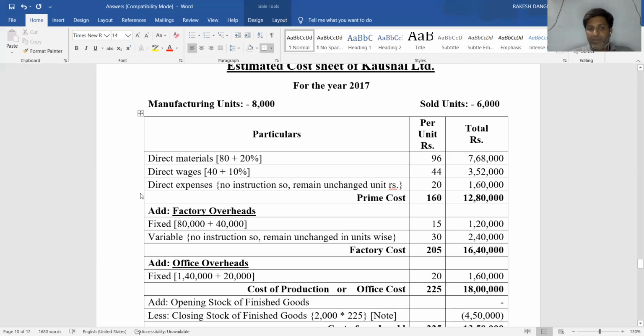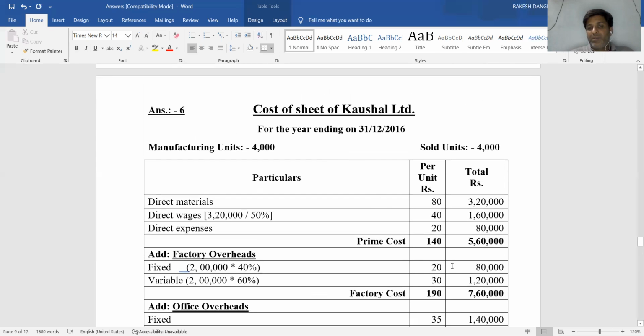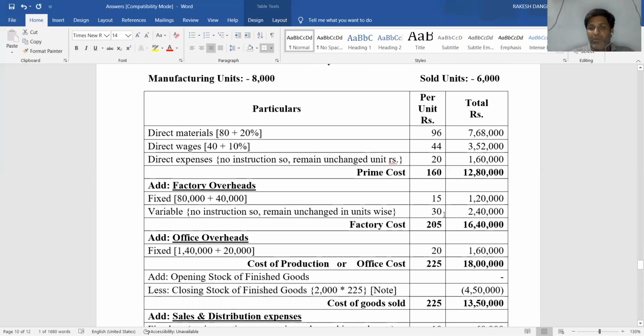1,20,000 divided by 8,000. Variable nature: there is no instruction for variable nature expense in factory overheads, so it will remain unchanged unit wise. We saw in the 2016 sheet there is a variable factory overhead at rupees 30 per unit. So it will remain unchanged for 2017, 30 rupees unit wise. So in total amount, it will be 30 multiplied by 8,000, so 2,40,000.